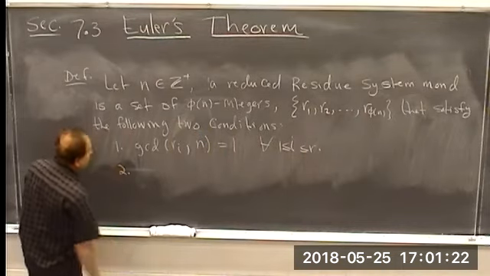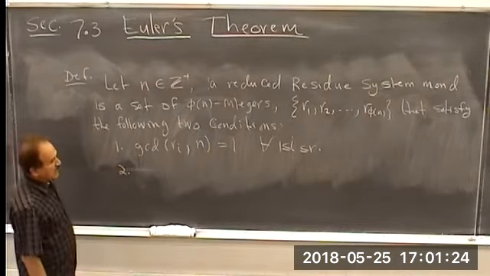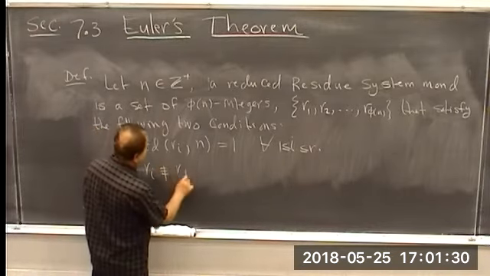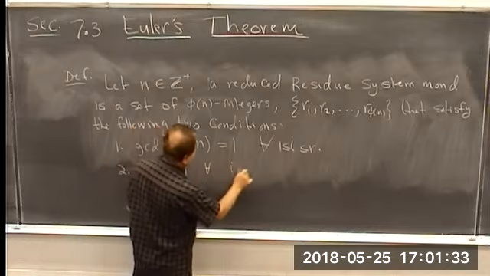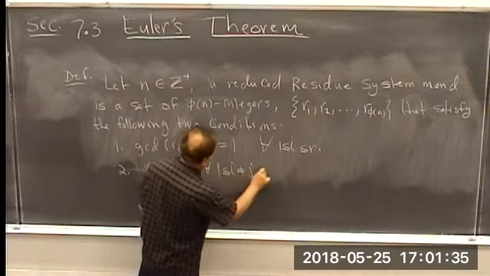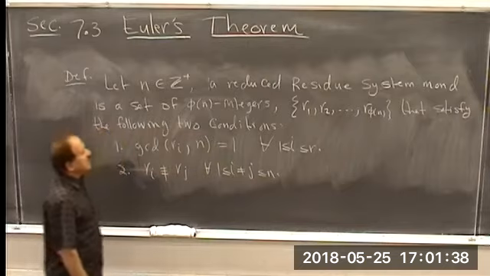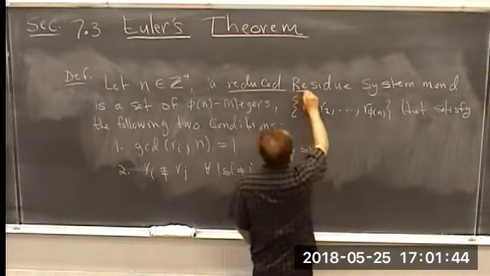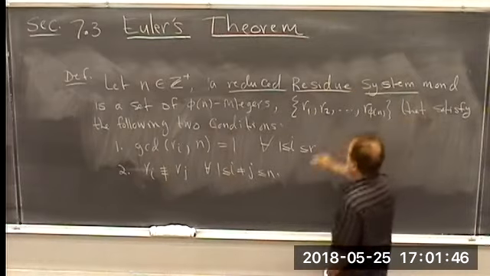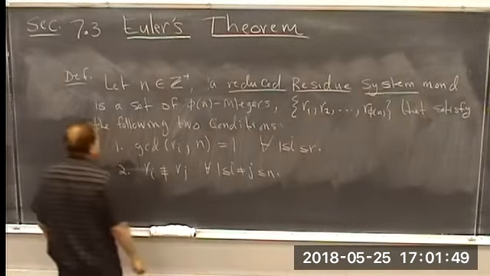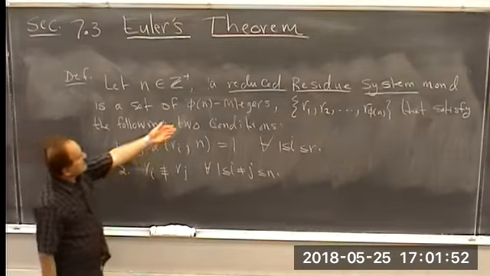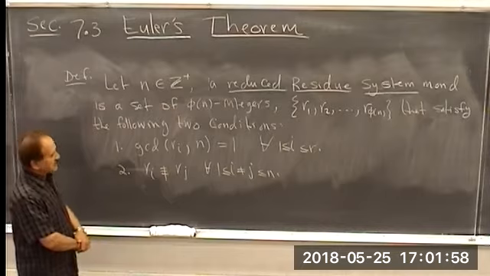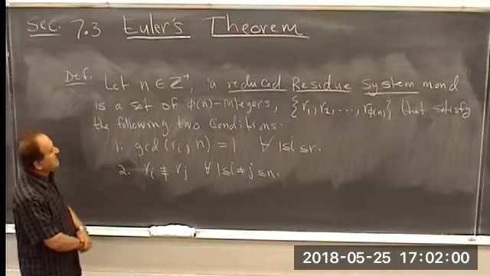Second, they are pairwise incongruent mod N. That means Ri is not congruent to Rj for every i not equal to j between 1 and phi of N. So such a set of integers is called a reduced residue system, or sometimes a complete reduced residue system, because it contains the largest number of integers that are relatively prime to N, and they are not congruent.